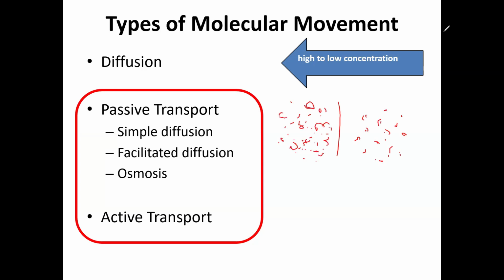So if you have a region where the concentration of the molecules is higher, for example here, compared to here, where it is low, then when the molecules move from the region of higher concentration to the region of lower concentration, that is diffusion. Then we also have passive transport.